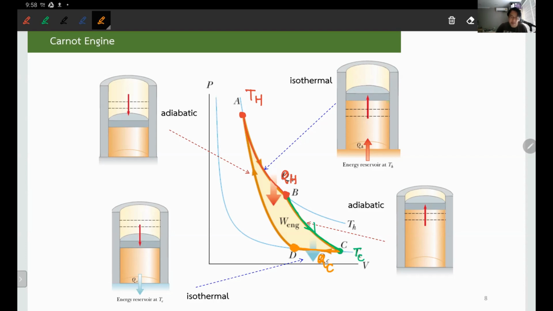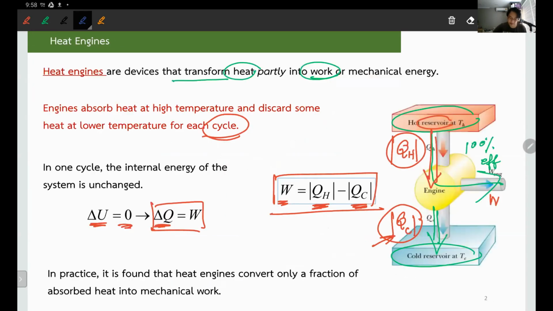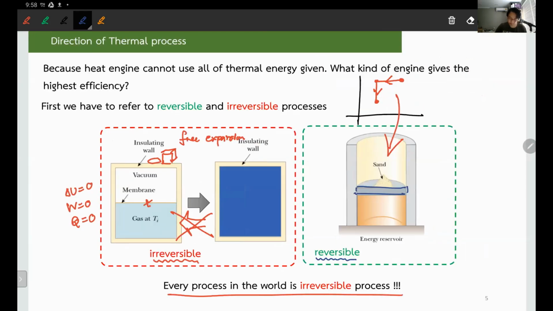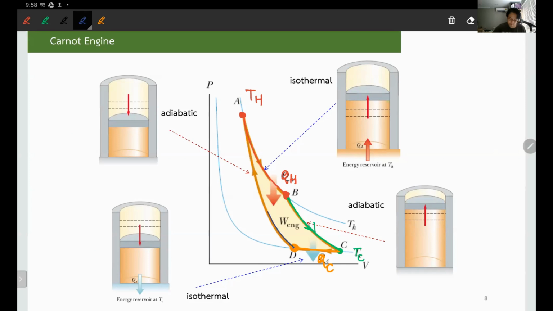Once I'm at D, I'm going to have to shoot back to A because I want to complete the cycle. That means another change in temperature. I'm going to go up in temperature. During that temperature change, I'm going to do it without exchanging any heat. So I'm going to do another adiabatic process. Jump back from D back to A. Here we go. And complete the cycle.